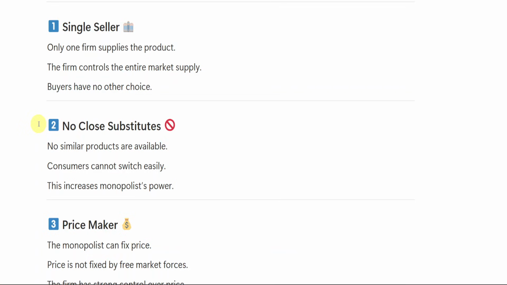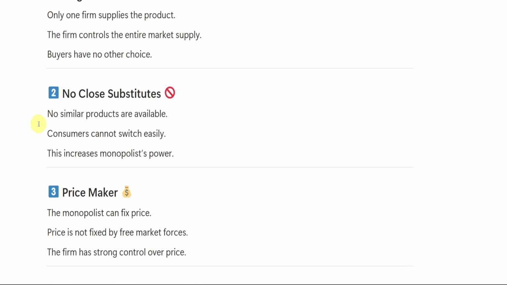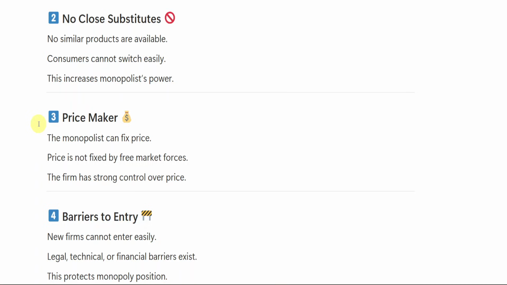No close substitute, students. No similar products are available, so buyers cannot switch and demand depends only on this firm. Price maker: the firm will fix its own price, right? So price is not decided freely by the market.